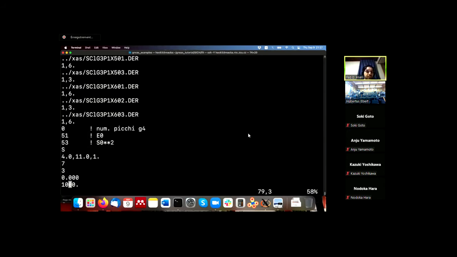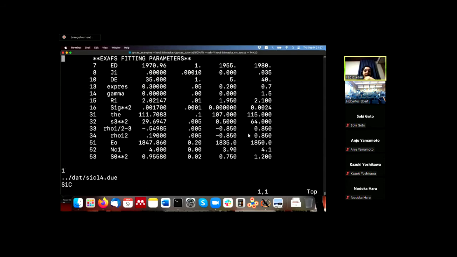Okay. For the four-body we didn't put anything, so just put 0. And the next two are very important parameters that are required for fitting in GNXAS. So the first one is A0. A0 is the energy of the theoretical scale.